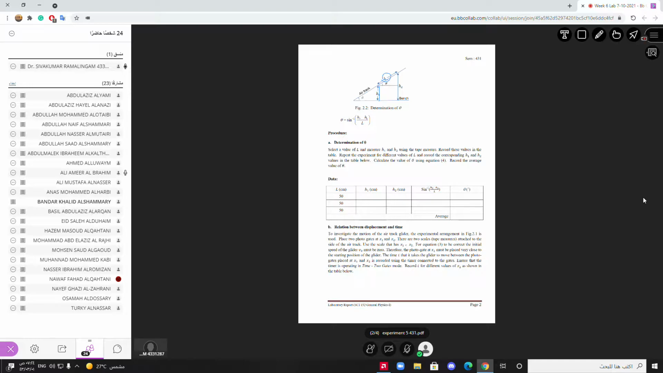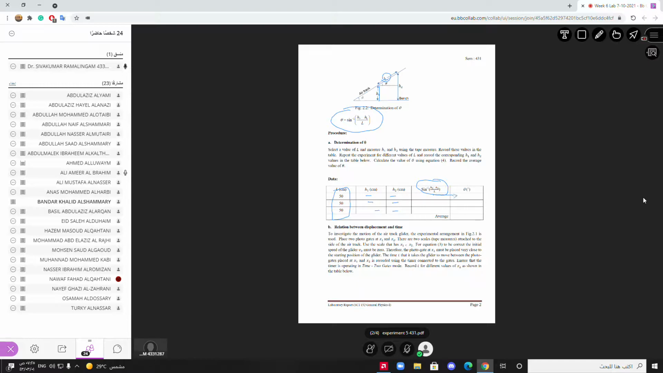Clear? By using this formula, I'm going to calculate your theta. Theta is equal to sin inverse of h2 minus h1 by L. You are fixing L for this problem. Find your h1, h2 for the first position and shift, find new h1, new h2, and shift again for new h1 and h2. By using this formula, you can calculate the theta. Theta equal to sin inverse of h2 minus h1 divided by L.